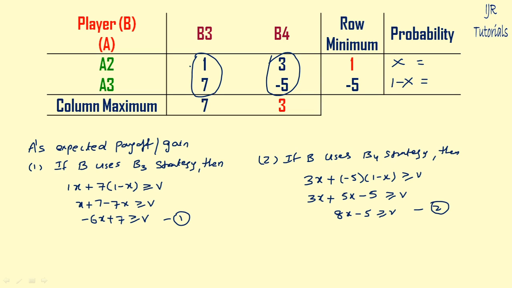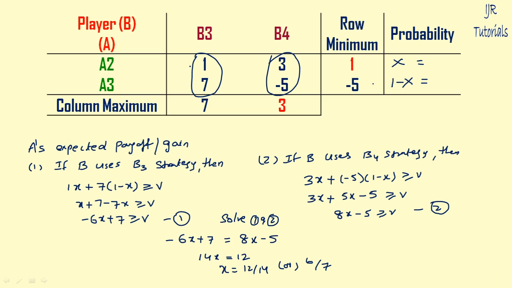Now we solve 1 and 2. That is, minus 6x plus 7 is equal to 8x minus 5. So 14x is equal to 12, so x equals 12 by 14, or 6 by 7. Now the value of x is 6 by 7 and obviously 1 minus x is equal to 1 by 7. This is the way to identify the probabilities 6 by 7 and 1 by 7.